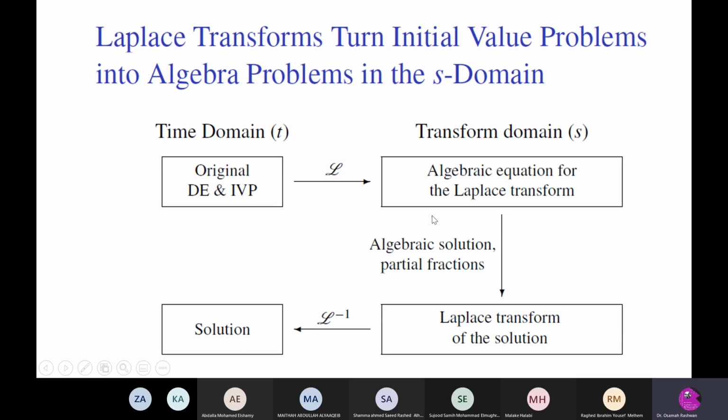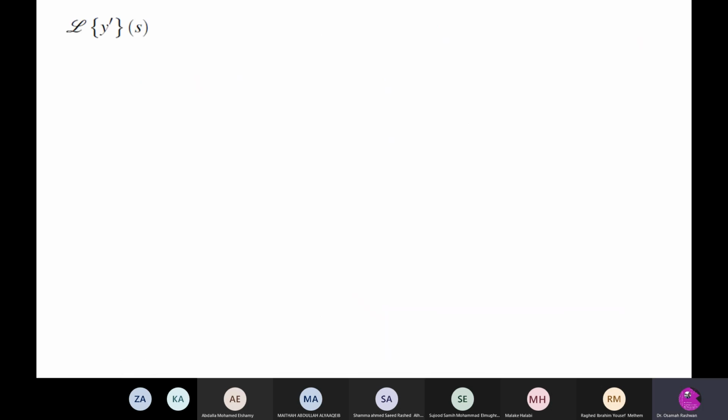So you have to remember the partial fraction, math 1. And then you take the inverse Laplace transform of the solution. By using the inverse Laplace transform, you get the solution of the differential equation with the initial value. This is why you don't have constant in your solution. Okay, let's go first to know what is the Laplace transform.